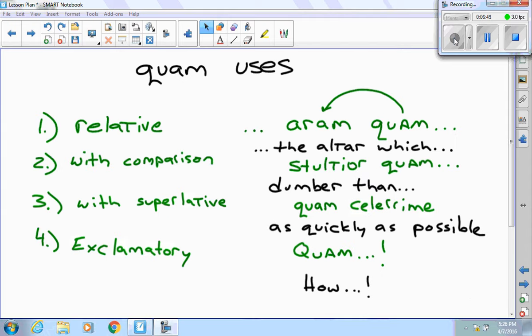Just a quick reminder about the uses of quam. We can use quam as a relative. So in this case, I have aram quam. So the altar which. Quam is a relative pronoun that refers back to the altar, aram. We can use quam with a comparison: stultior quam, dumber than, and then whatever you're dumber than would go next. You can use it with a superlative. So quam celerime equals as quickly as possible. So as quickly as whatever is what that quam is going to be used when we get that double R, double S, or double L. We have exclamatory. So if we introduce a sentence with quam and put an exclamation point at the end, we get how. Like, how dumb is that?